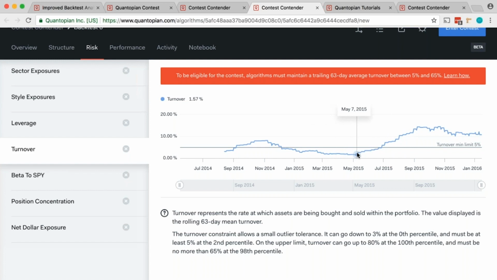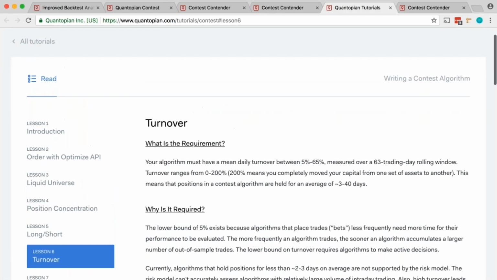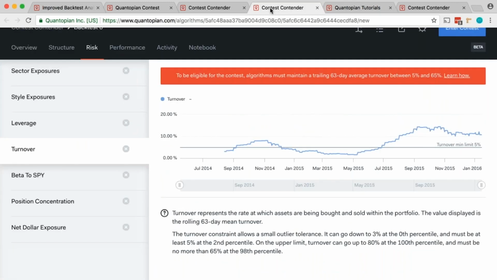So that's often not a good thing, because it means that I may not be refreshing my book often enough. And it's very hard for us to evaluate an algorithm if it doesn't place bets at a certain frequency. And if I'm below 5% turnover, then it means that the frequency of my bets is just so low that it's harder to evaluate the algorithm correctly.